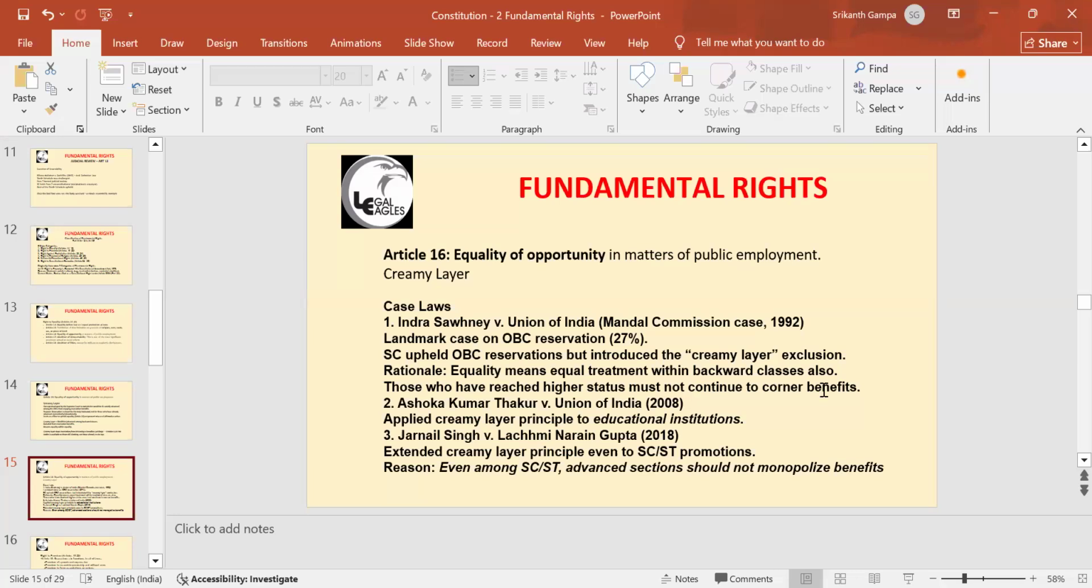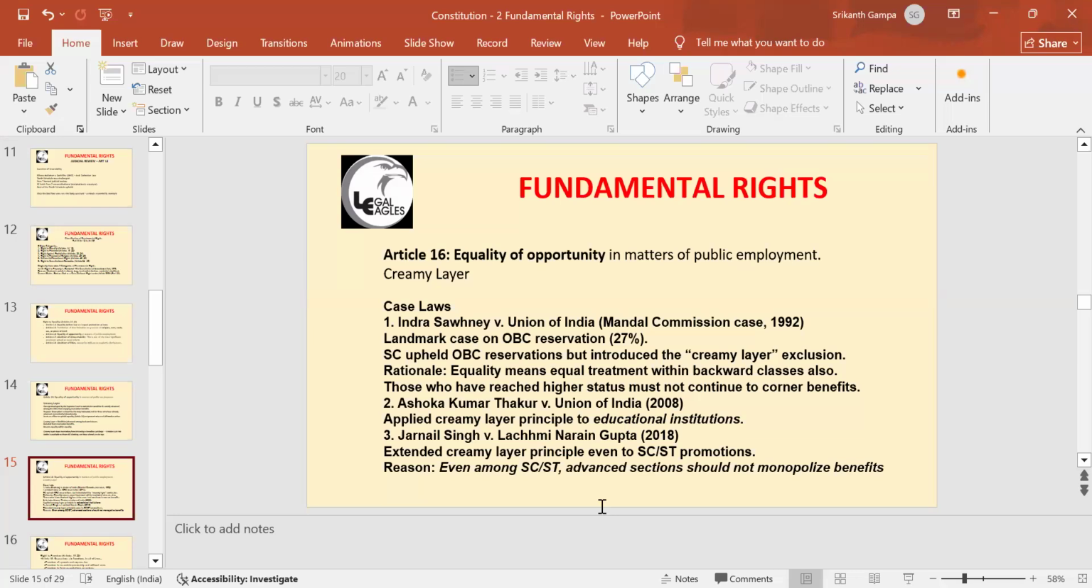Then Ashoka Kumar Thakur versus Union of India. This is another important case for the creamy layer. In 2008, the Court applied the creamy layer principle to educational institutions, which was earlier only for jobs and public employment. Now it has come to educational institutions also.